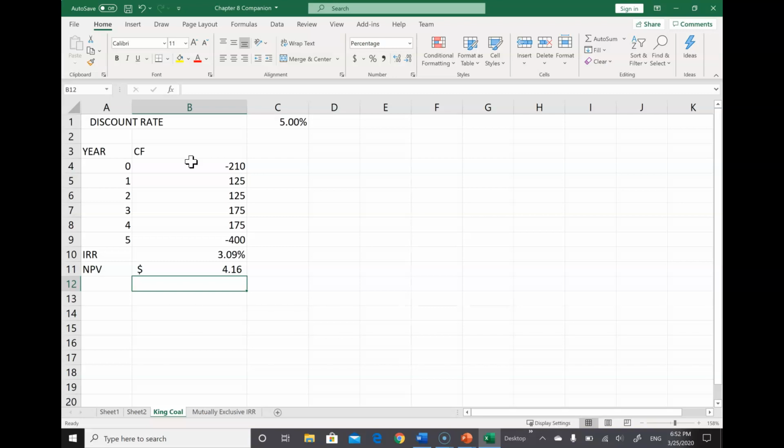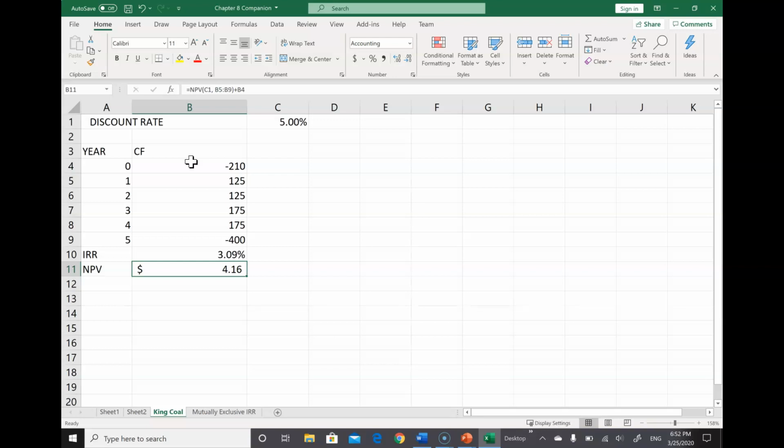Whenever there is a disagreement between NPV and the internal rate of return, you should go with the net present value. So if the market discount rate is 5%, and if all the projected cash inflows and outflows are correct, then this is a good project. And because the net present value is positive, you should go with the net present value.